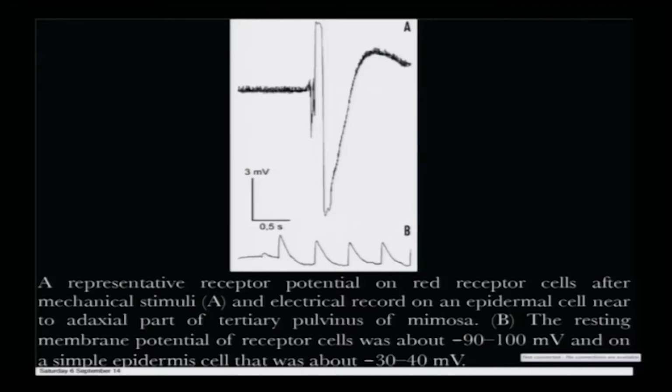Upon touching, a representative receptor potential on red receptor cells after mechanical stimulus. The electrical record on an epidermal cell near the adaxial part of the tertiary pulvinus of Mimosa. The resting membrane potential of the receptor cell was about minus 90 to minus 100 millivolt, and on a simple epidermal cell it was about minus 30 to 40 millivolt. So, there is always a shift on that.